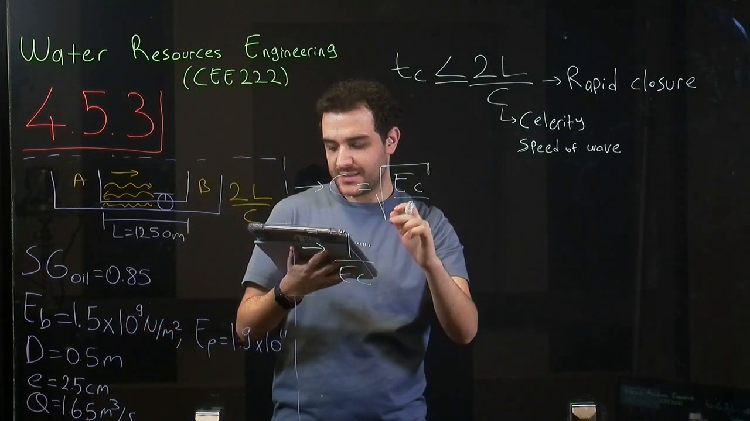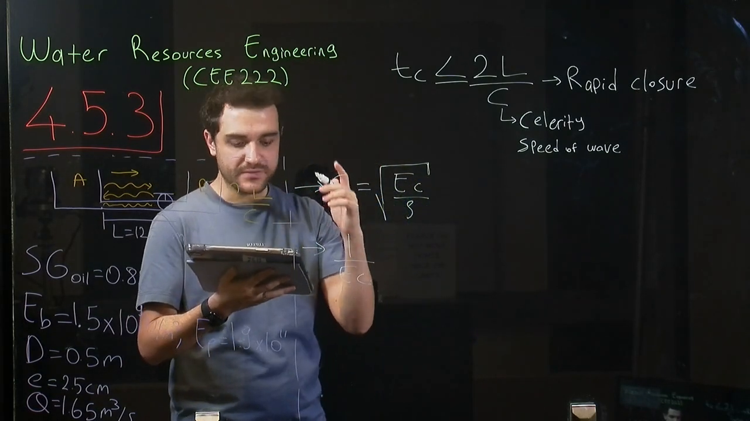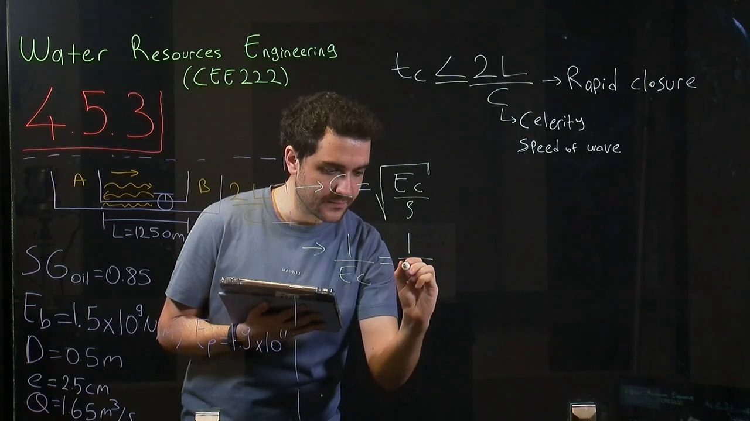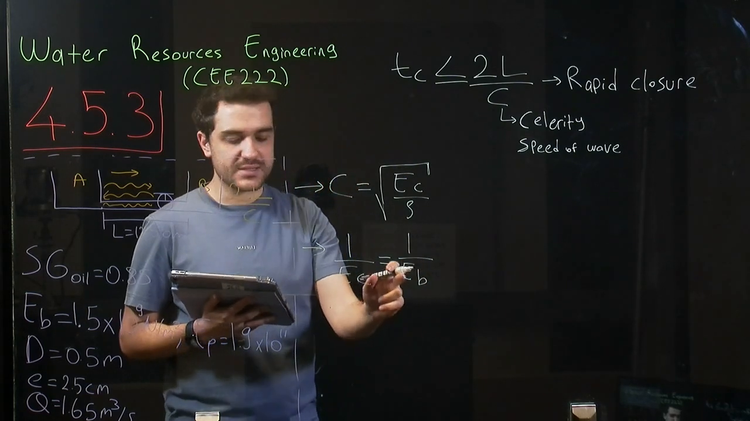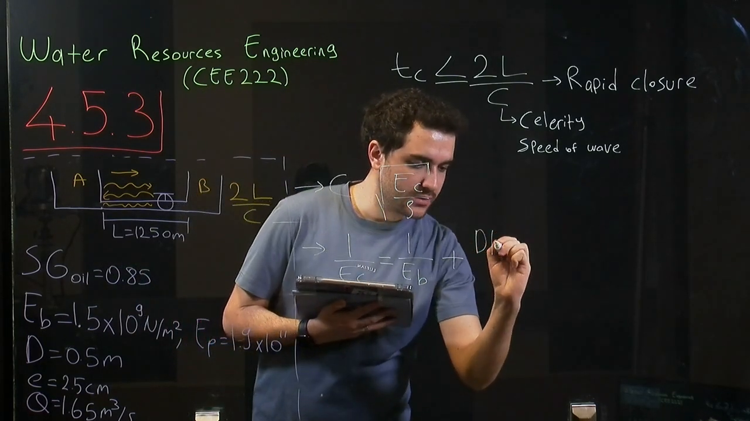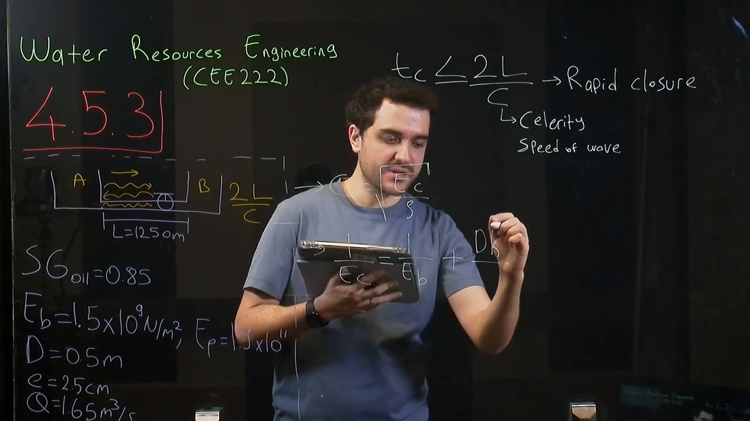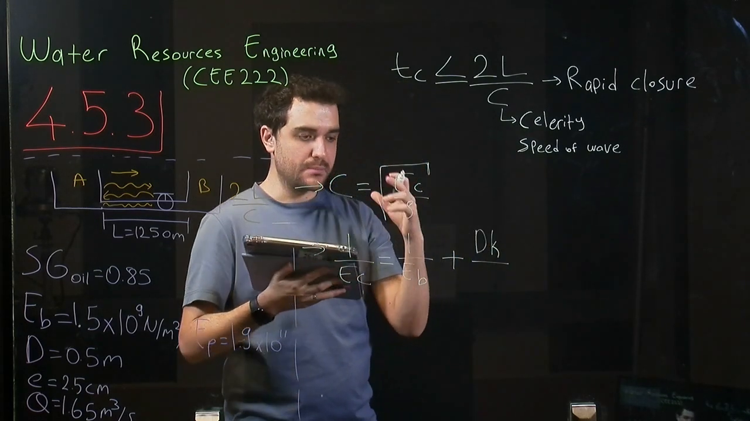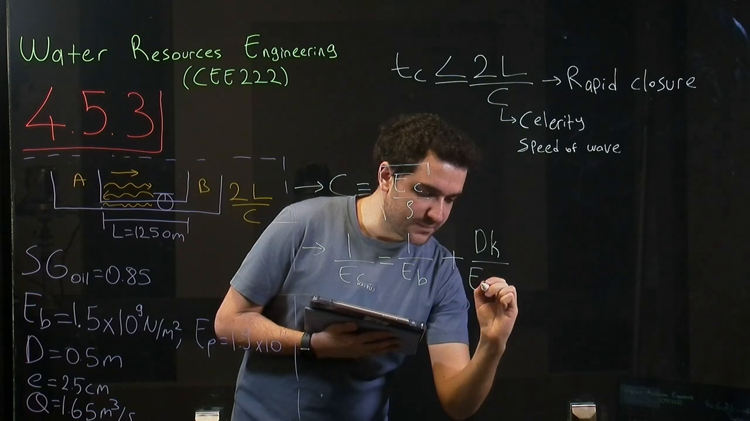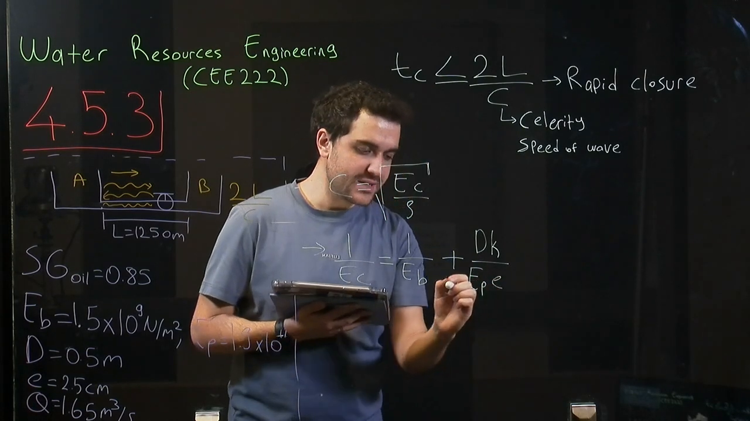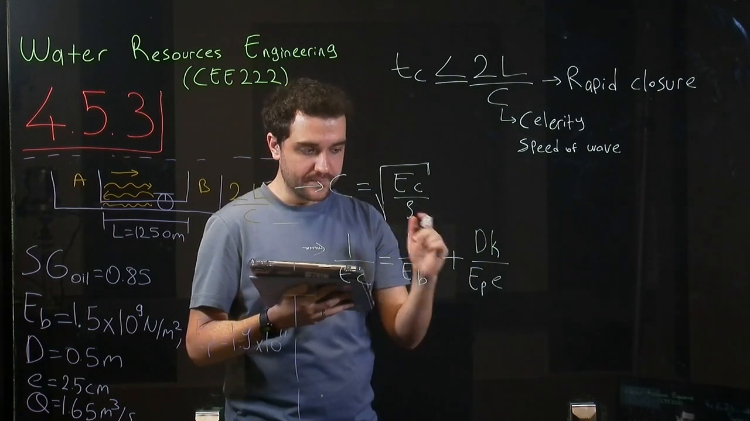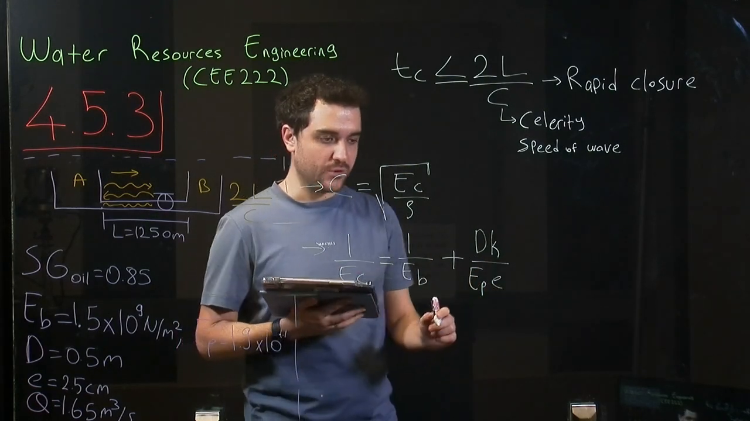This composite modulus of elasticity is a function of the modulus of elasticity of water and also the pipe. So it is equal to EB, which is the modulus of elasticity of water, plus dk, where d is diameter and k is a constant depending on the method of anchoring of the pipeline, divided by EP times e. And EP is the modulus of elasticity of the pipe wall, and e is the thickness of the pipe wall.